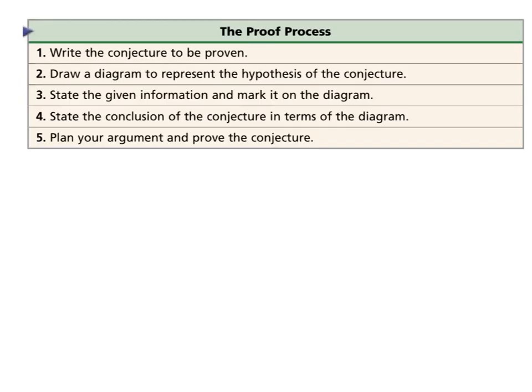Now, if it helps you, here's your proof process. Write the conjecture to be proven. Figure out what you're trying to find. Draw a diagram to represent the hypothesis. State the given information and mark it on the diagram. That's great information. Whatever you're given, you mark it on your diagram. Then state the conclusion of the conjecture in terms of the diagram. So kind of figure out where you need to go with your conclusion. What do you need to prove? And then plan your argument and prove the conjecture.